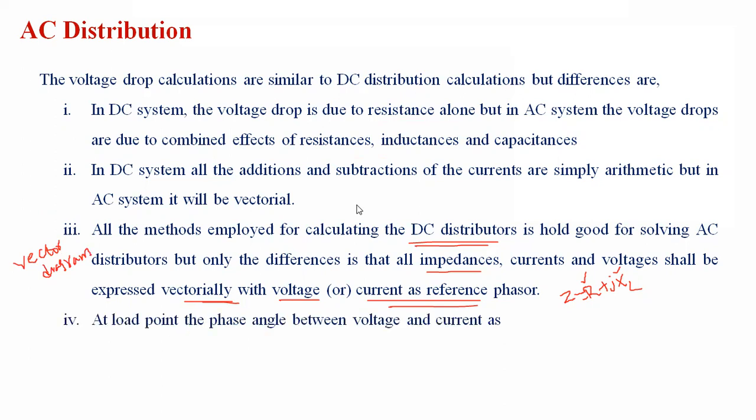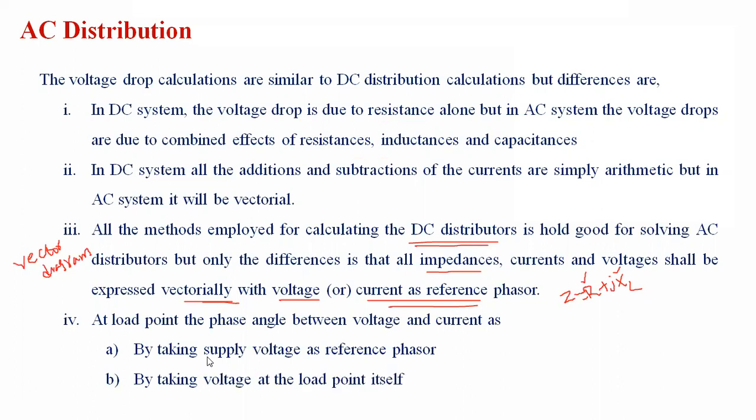And the last one is at the load, the phase angle between voltage and current, which is taken in two ways. One is by taking the supply voltage as the reference phasor. The other is by taking the voltage at the load point itself. There are two methods of taking the reference. One is the supply voltage as the reference phasor. Another method is the load point itself taken as the reference phasor. This is how we calculate the voltage drop in the AC distribution system.